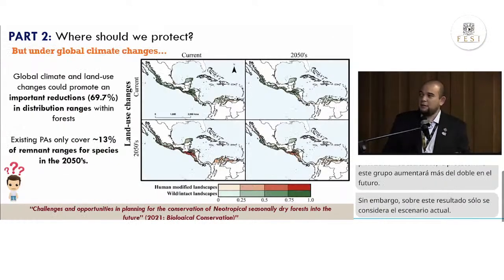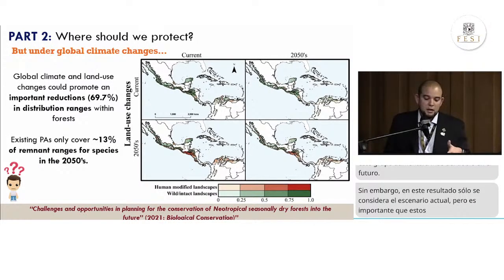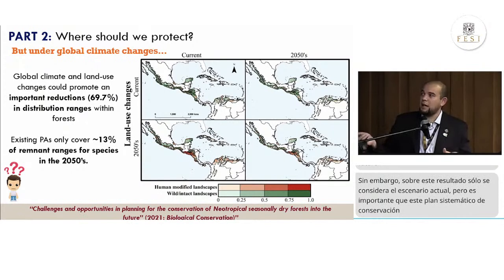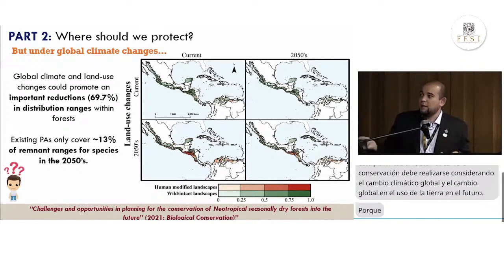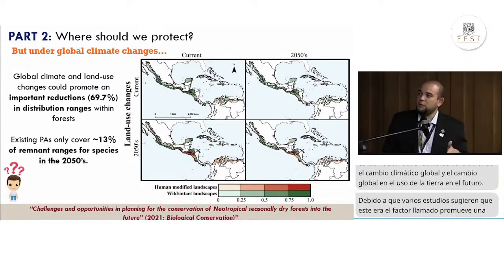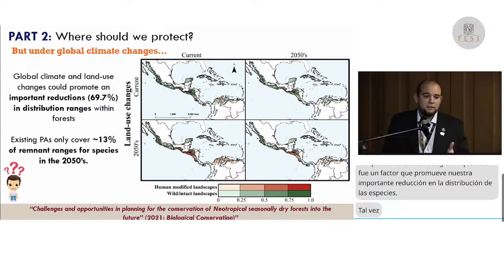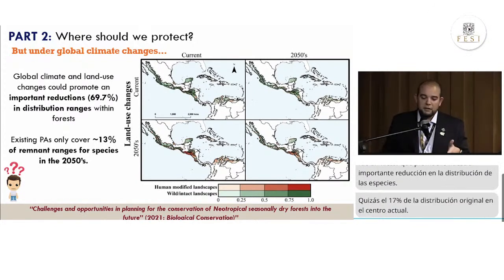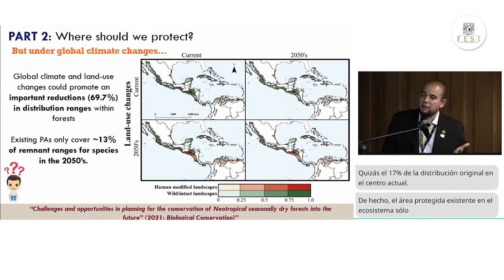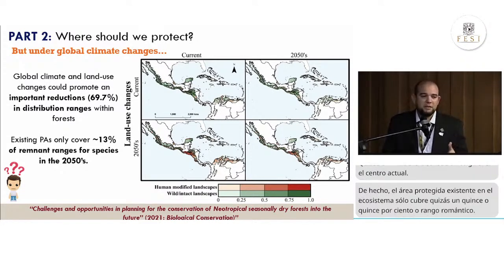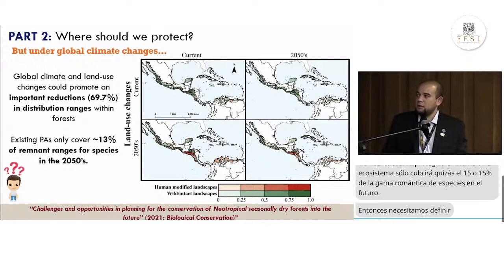But it's important that this systematic conservation planning be performed considering global climate change and global land use change in the future, because several studies suggest that both factors could promote an important reduction in the distribution of species, maybe 17% of the original distribution in the present scenario. In fact, the existing protected areas in the ecosystem would only cover maybe 15% of the remaining range of species in the future. So we need to define new conservation areas to protect this unique biodiversity.